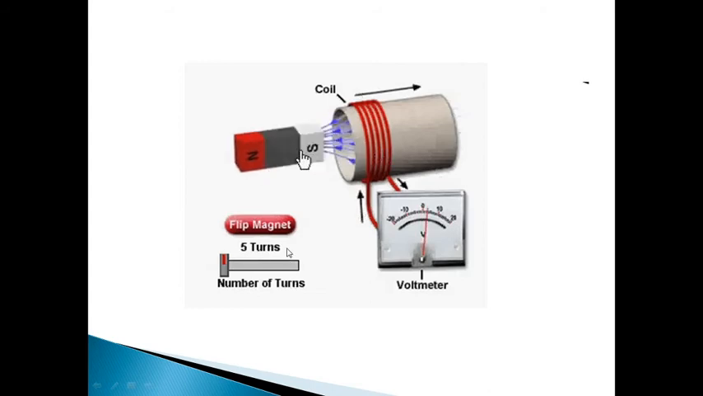Now you see here, if there is a bar magnet and you take this bar magnet inside, okay, when you are taking the bar magnet inside, there is a deflection on one side. When you are taking it outside, deflection on the other side. Okay, we can also increase the number of turns.